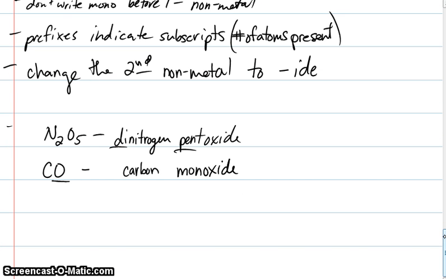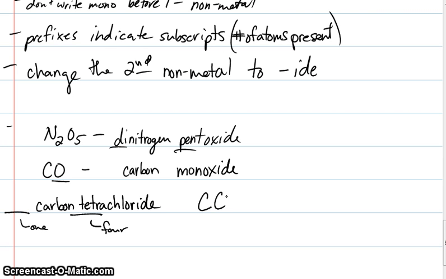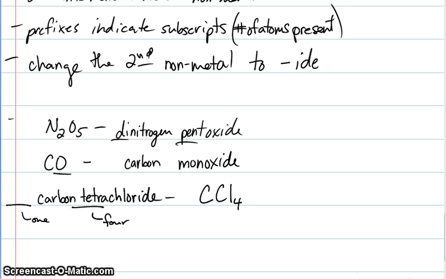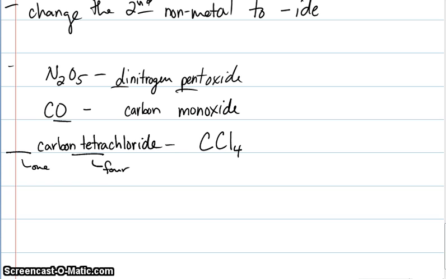What if it's backwards? What if it said carbon tetrachloride? You would say, okay, there's nothing in front of carbon. That means that there's one present. You see tetra, that means that there are four present. So I'd say CCl4. Remember, don't write the ones. The ones are understood. Yay! Yippee!